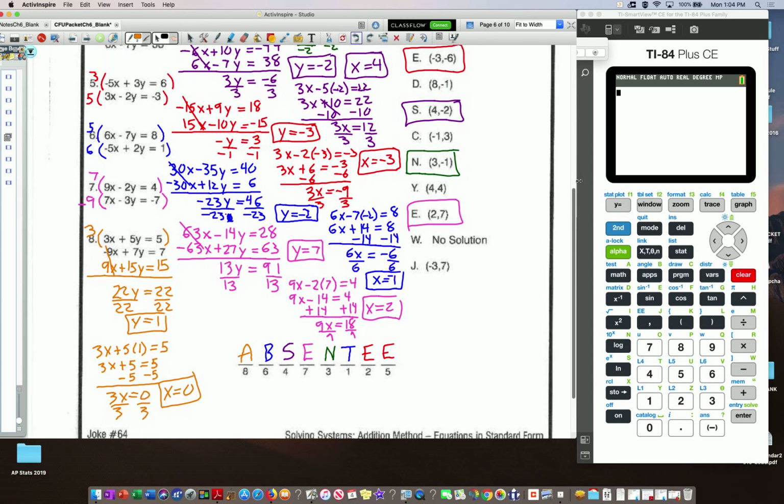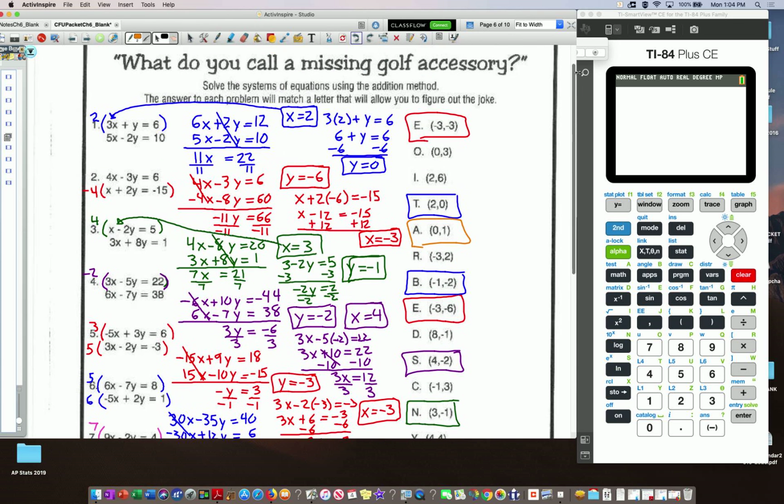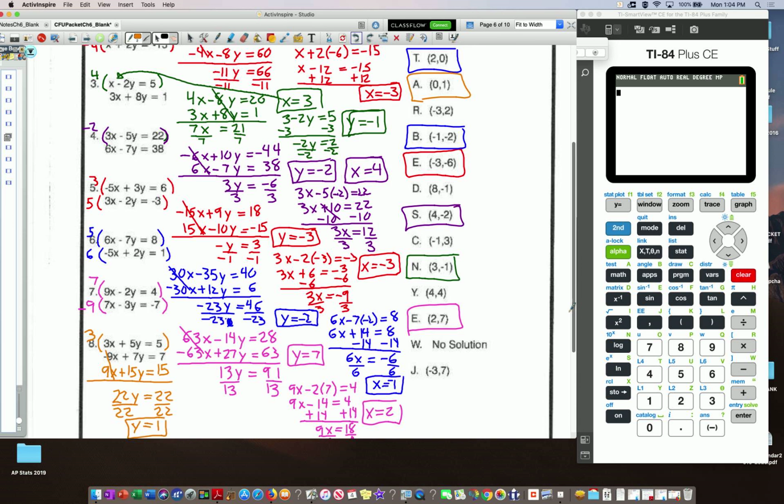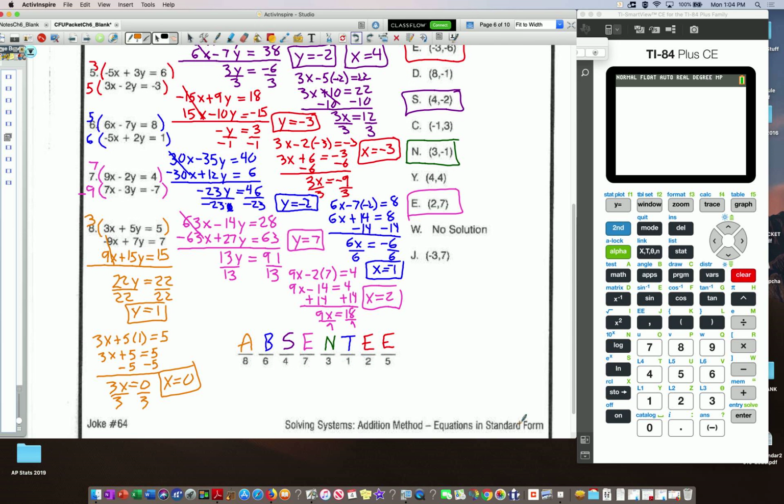Absentee. Oh, that's funny. So, what do you call a missing golf accessory? Absentee. Ha ha ha. You're missing your T, which is a golf accessory. And if you're absent from class, sometimes we call you absentee. Person who's absent from class.